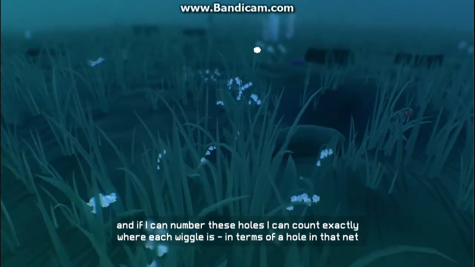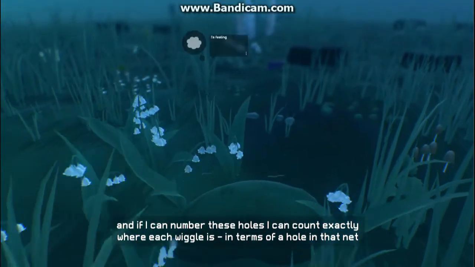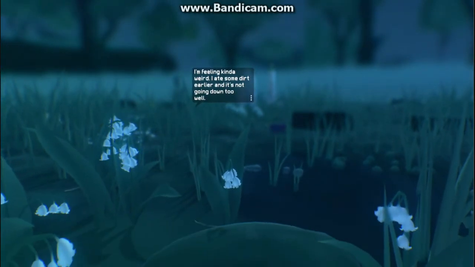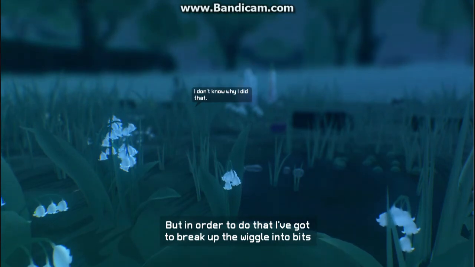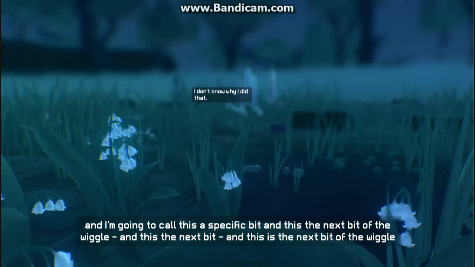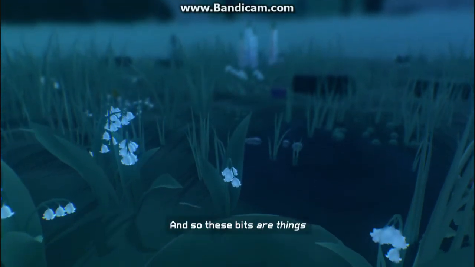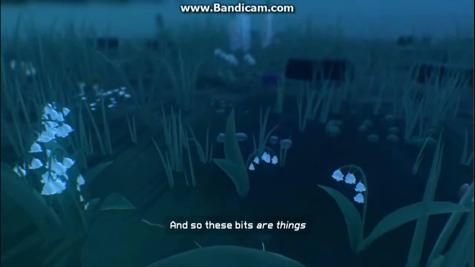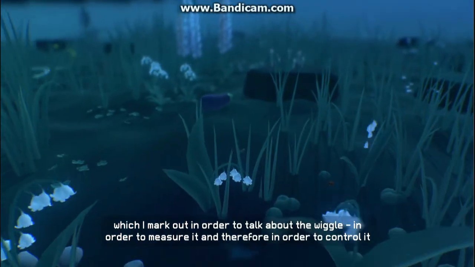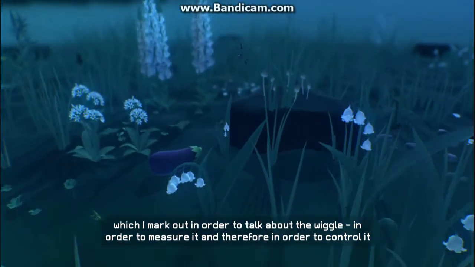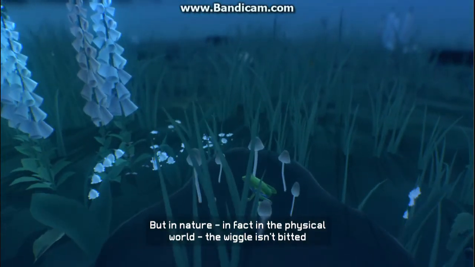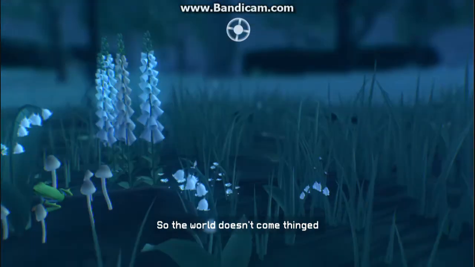And if I can number these holes, I can count exactly where each wiggle is in terms of a hole in that net. But in order to do that, I've got to break up the wiggle into bits. I've got to call this a specific bit, and this the next bit of the wiggle, and this the next bit. And so these bits are things which I mark out in order to talk about the wiggle, in order to measure it, and therefore in order to control it. But in nature, in the physical world, the wiggle isn't bitted.